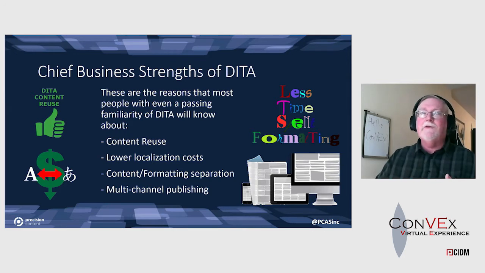Also, content format separation brings about process efficiencies. And also multi-channel publishing. The fact that you don't have to have multiple tools for publishing, you can just output and go to pretty much whatever format you actually need to meet the needs of your customer.